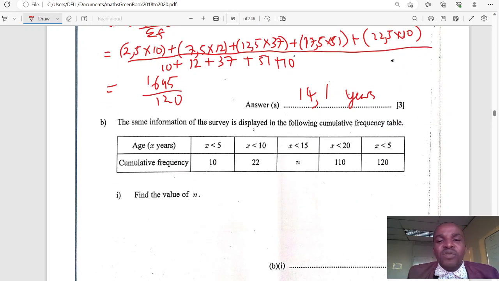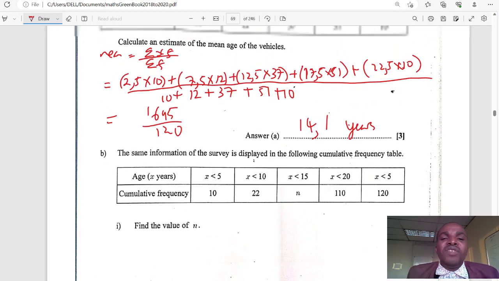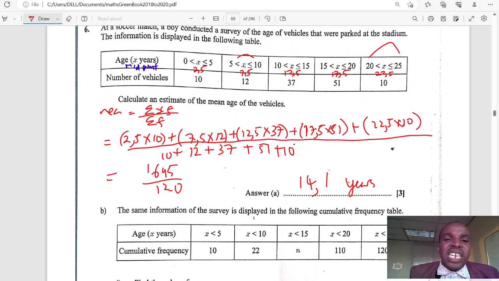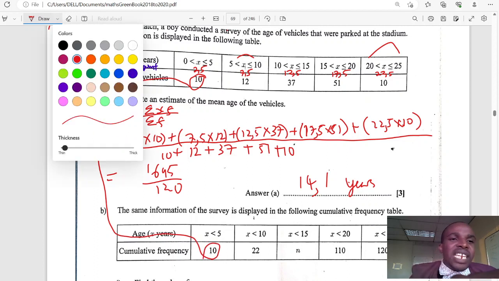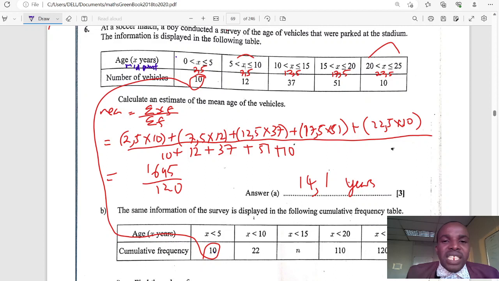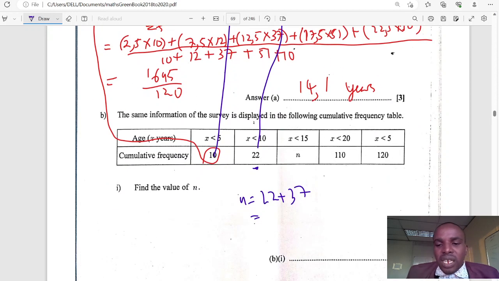Then next, find the value of n. This one is a cumulative frequency table. For cumulative frequency, you add the frequencies. If you check, this value here is the same as this value here. So to find 22, you add 10 plus the next one, which is 12. You get 22 here on the second one. Then to get the next, you say 22 plus 37. Then you must get n. So n is equal to 22 plus 37, which is 59.